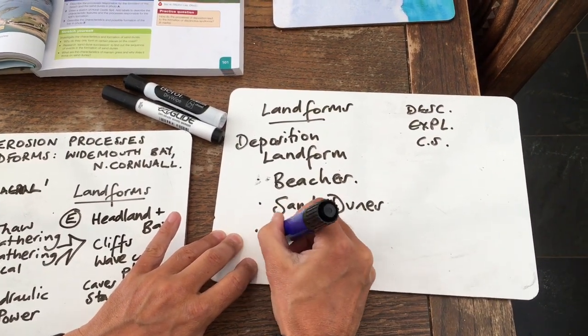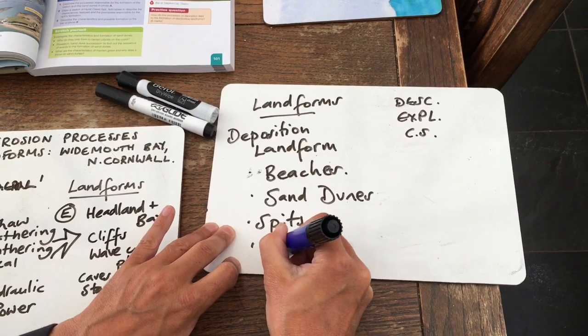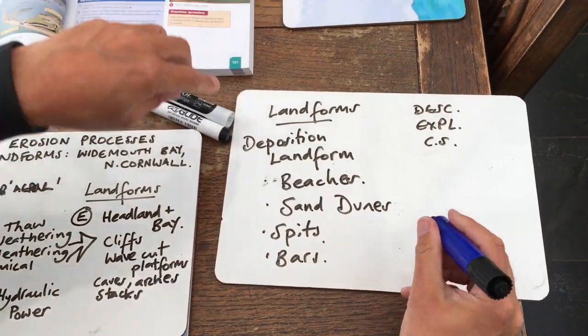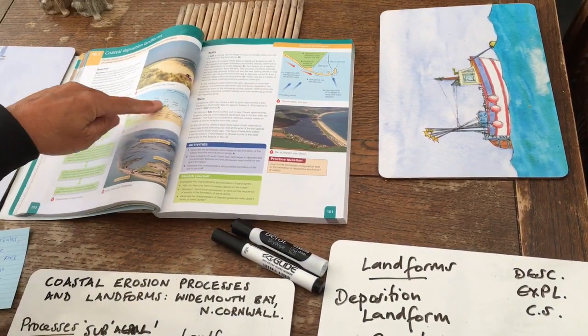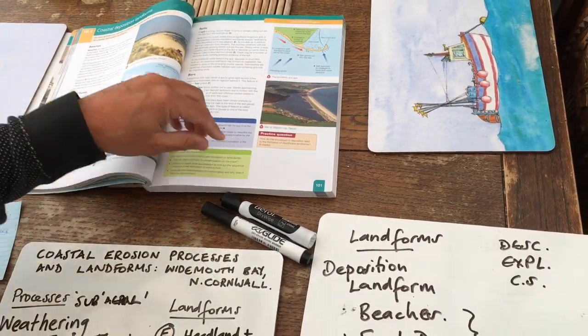We don't have any spits. We haven't really got any bars. So you can look at those in your notes, page 101. But those two, we've got quite a lot of Widmouth Bay. Okay, and the sand dune notes here are useful. So look at page 100 in your notes.